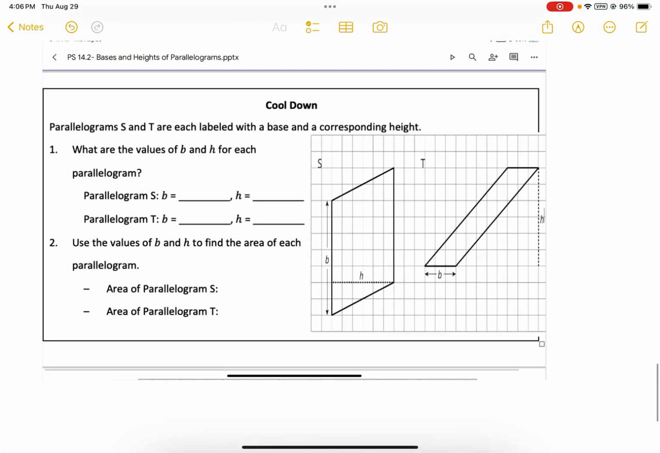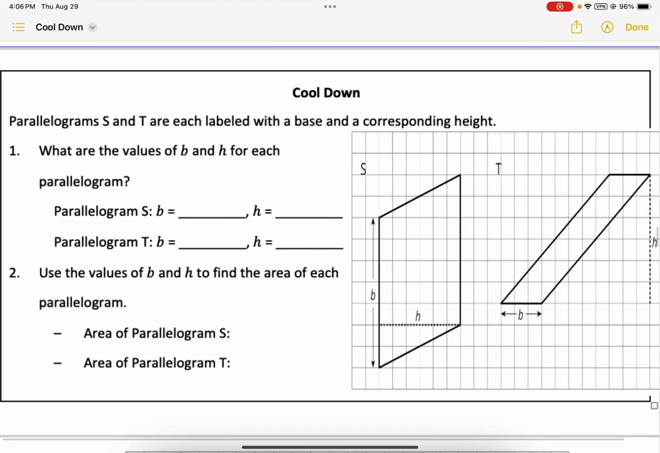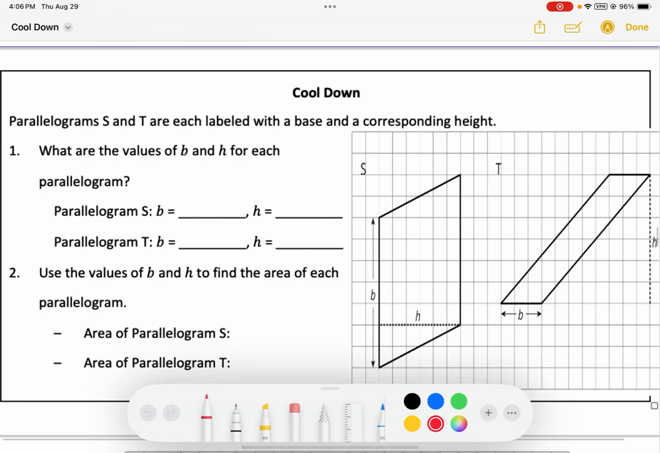Okay, now you are going to try to do the cool down on your own and then ask Mrs. Young to check when you are done. You're going to do parallelogram S and T. You're going to identify a base and a height for each, and then you're going to multiply the base and the height to find the area. And make sure you label it units squared.